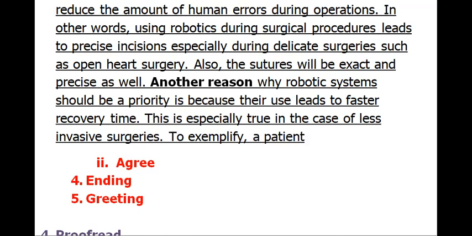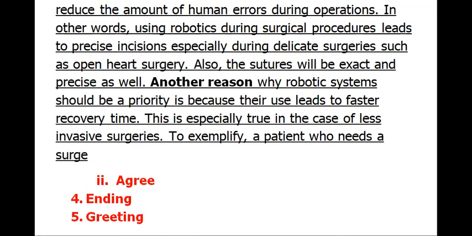a patient who needs a surgery to remove bladder stones or kidney stones. Need surgery for kidney stones? Depending how big they are. No, I'm not sure. Okay, so to exemplify, it doesn't matter. You're not judged on your medical knowledge, so you can give any example. You're judged on your English, so we're going to go with it.